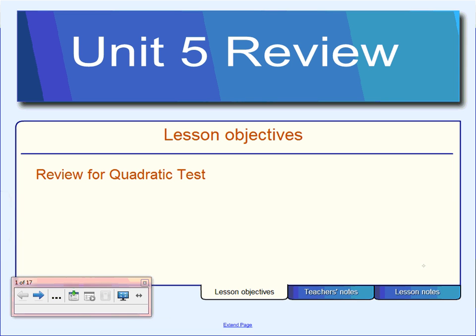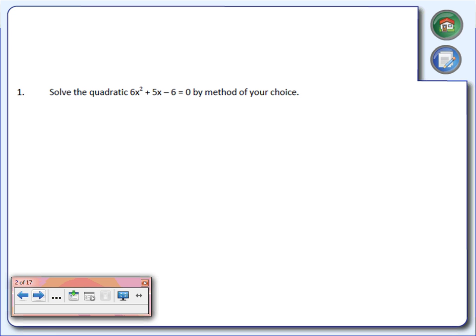Alright, so this is the review for the test that we'll have tomorrow, and the majority of the test will be on those quadratics. So if we take a look at number 1, you were asked to solve the quadratic equation 6x squared plus 5x minus 6 equals 0. And the method you use is your choice. Alright, so I chose the factoring method.